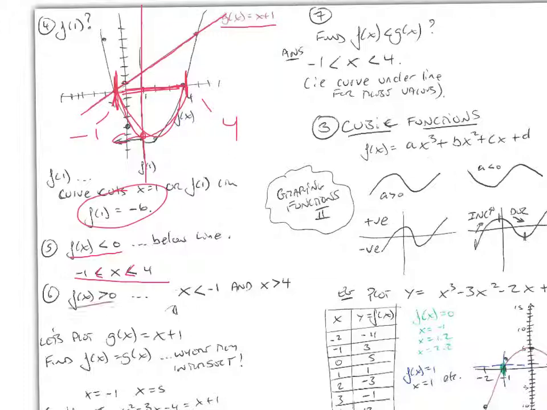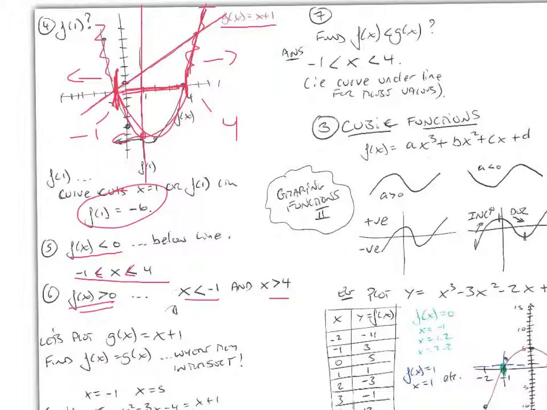Where is the function greater than 0? Well, that's from here, x less than minus 1 going this way, minus 2, minus 3, minus 4, and x greater than 4 going that way. It's this portion of the graph here.